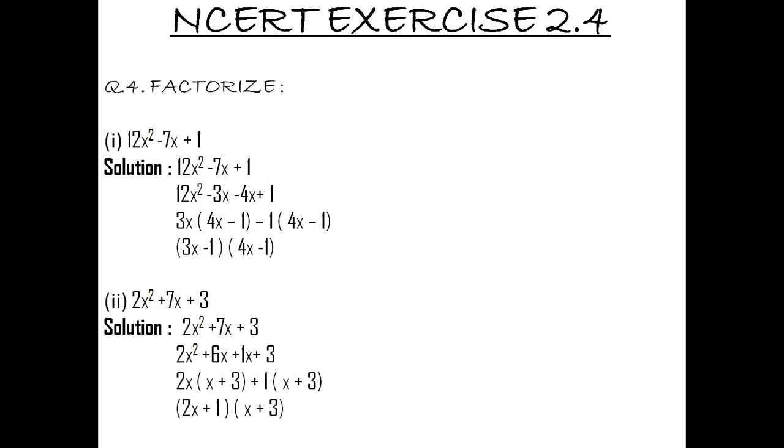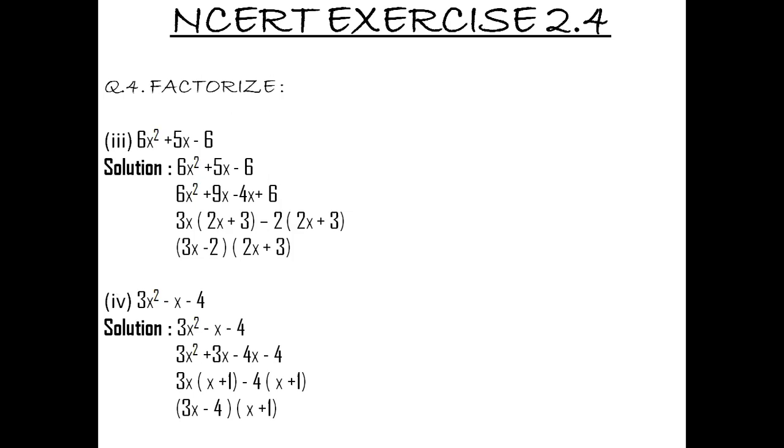So again you have got a common bracket, x plus 3. That is written once as part of the last line of the solution. And what was left outside the bracket? To begin with 2x and then plus 1. So 2x plus 1 becomes the second bracket. So the factors of 2x squared plus 7x plus 3 are 2x plus 1 and x plus 3. Let us solve the next sum.